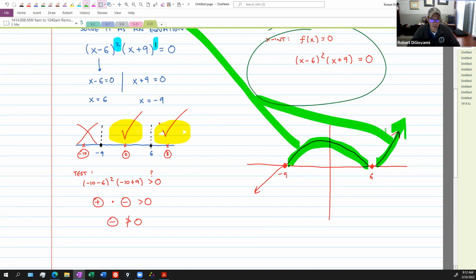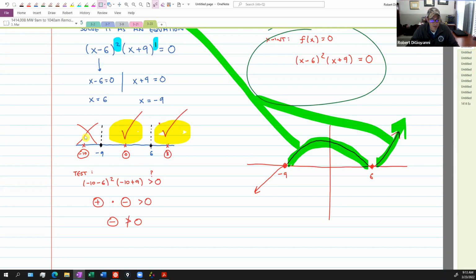Do you follow that? It's a little bit tricky. Now you could, if you wanted to, just plug 0 in, see if it works. Plug in 8, see if it works. But if you understand the multiplicity idea, then all you have to do is really just check one of them and you should be in business.